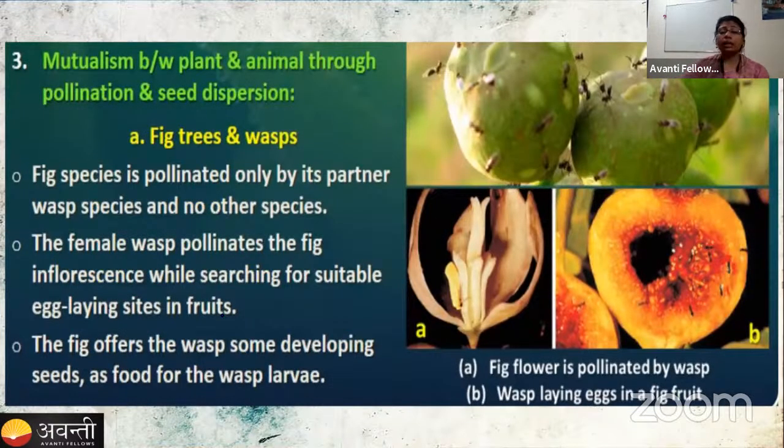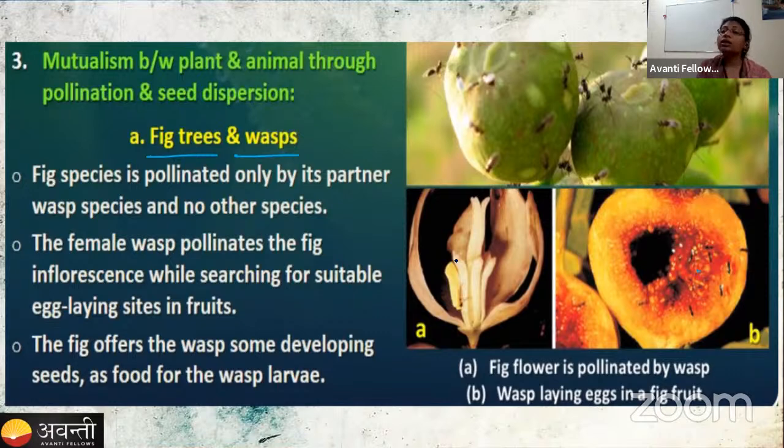Next, an example of mutualism is the fig tree and the wasp. If you have seen a fig, there are so many wasps present. These wasps are actually helping the fig flowers to get pollinated and helping in the dispersal of seed.